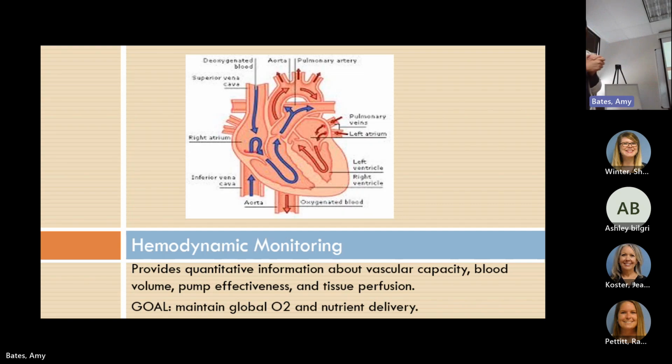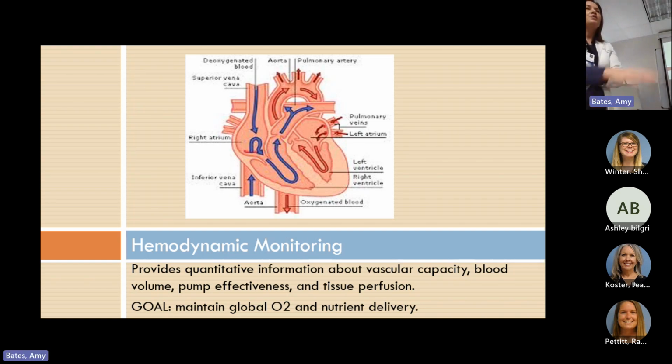Okay, everyone's waiting for hemodynamics. So what's the point? What is the goal? It's just to maintain global oxygen and nutrient delivery, honestly. Do the cells get what they need? Do they get the oxygen? Do they get the blood? Do they get the nutrients? And by monitoring the hemodynamics, we can have evidence, or we can see if we're actually doing that for the patient.